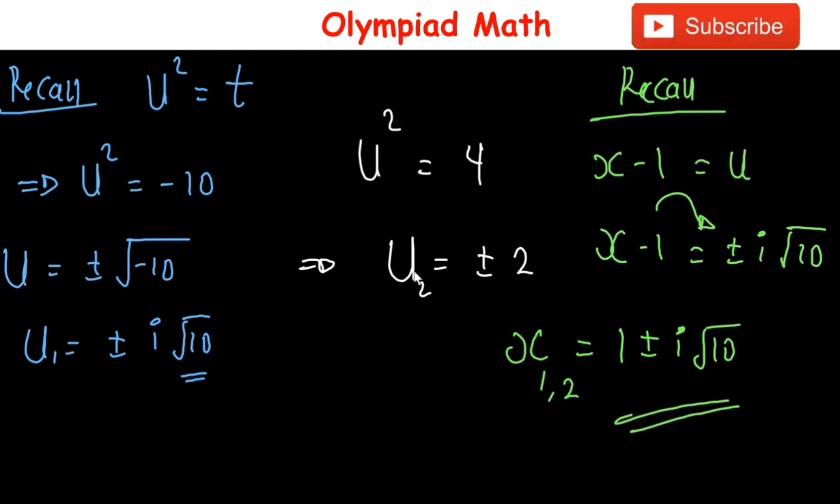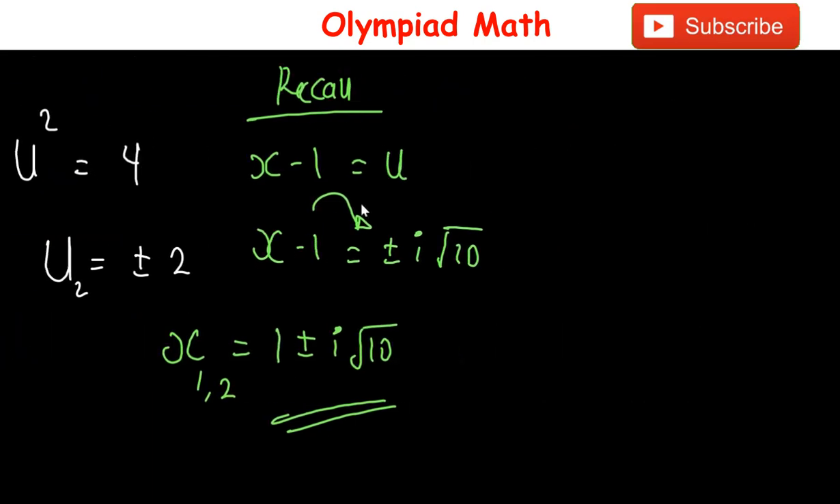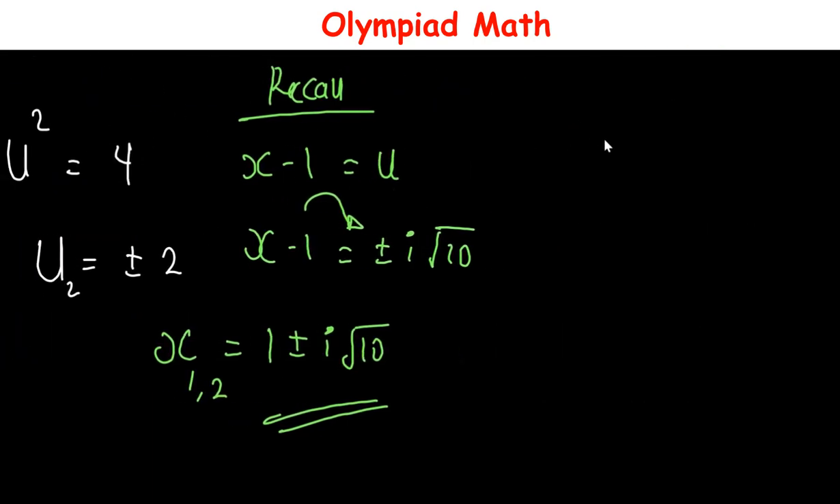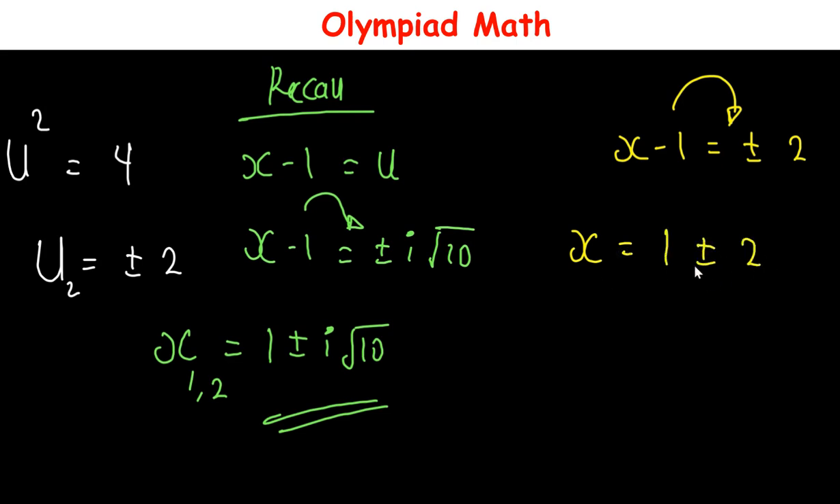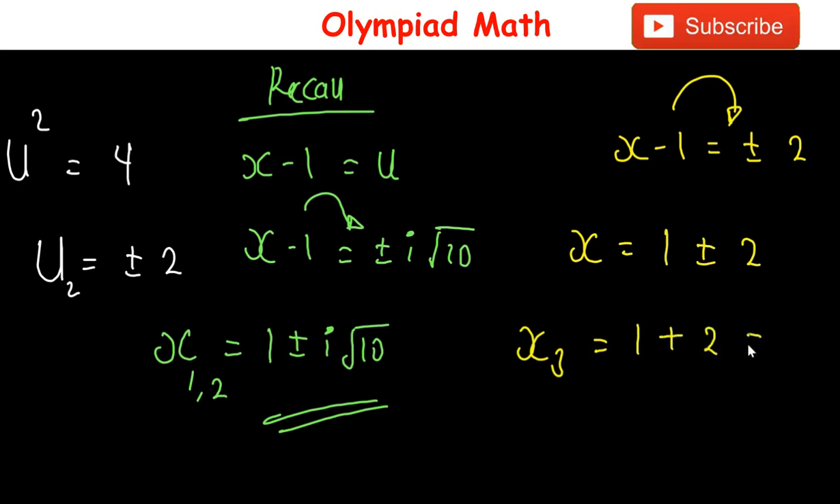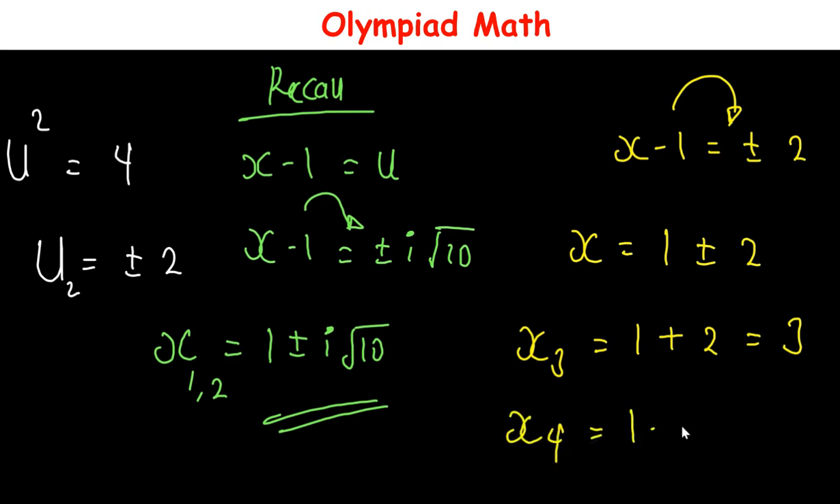Next, for u2 as plus or minus 2, we have x minus 1 is equal to plus or minus 2. Move this over to this side, and x is equal to 1 plus or minus 2. So x3 is equal to 1 plus 2, which equals 3, and x4 is equal to 1 minus 2, which equals minus 1. So these are the four solutions for the value of x for this given question.